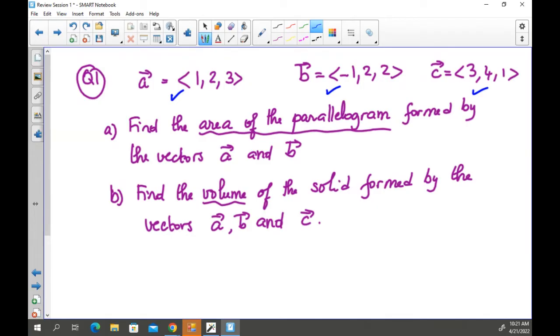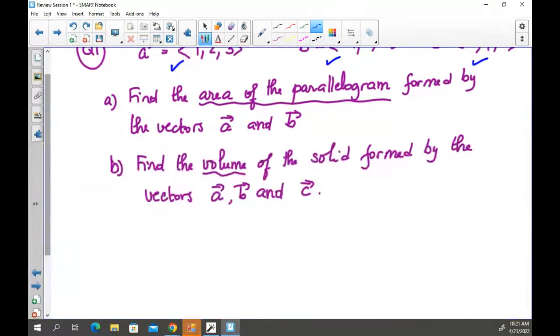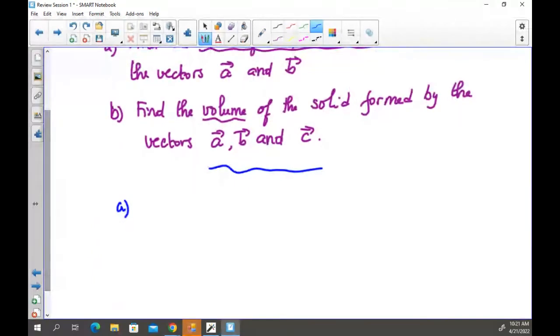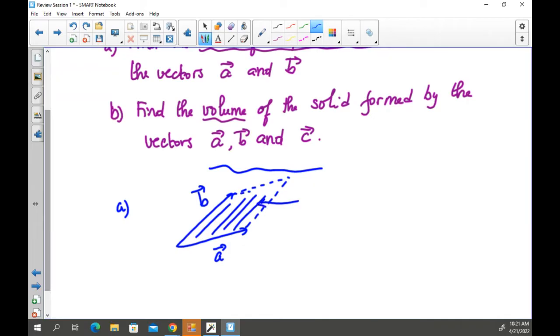Find the area of the parallelogram formed by the vectors A and B. So we have a vector A here, a vector B. I want to find the area of this parallelogram.